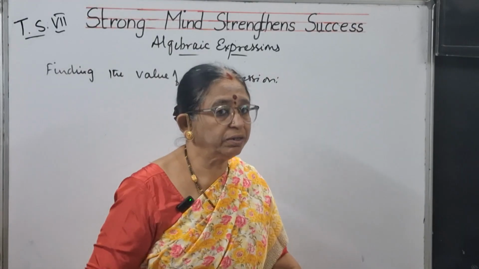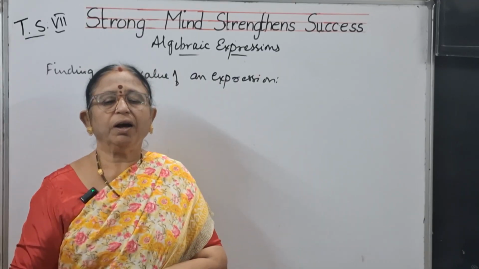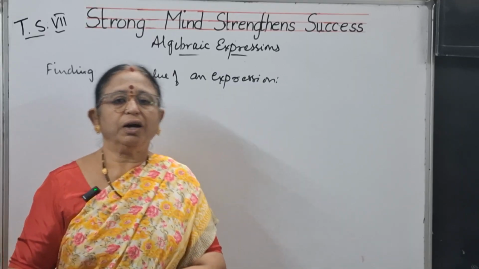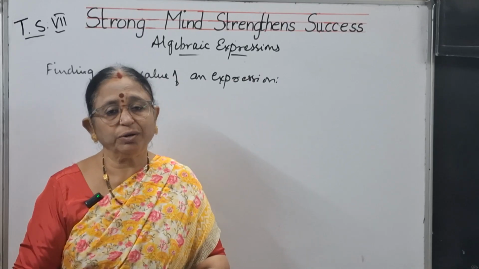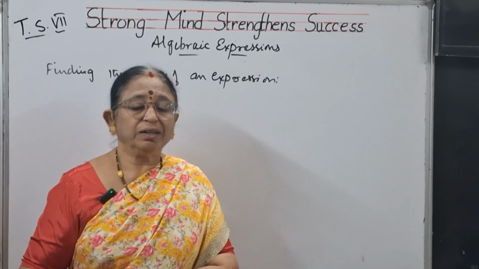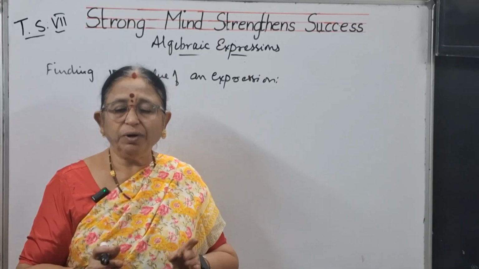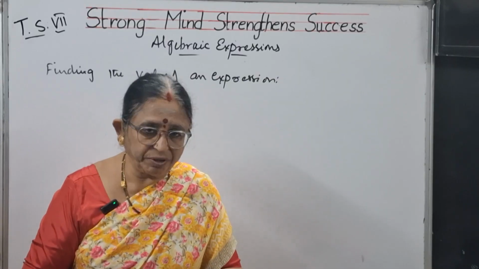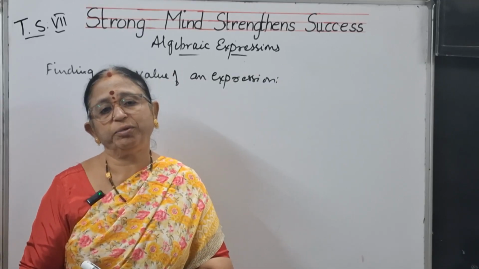Now, since we have learnt about what are like terms, what are unlike terms, how to add like terms, how to subtract like terms, how to add and subtract unlike terms, and also the standard forms. The next part which we need to do is you have to find the value of the given expression. An expression will be given to you and some value for the variable will be given to you. You need to substitute that and find out its value. Very, very important topic, children.